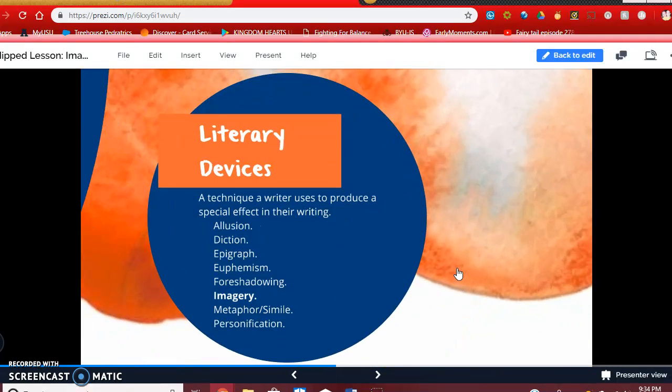Another way to use imagery is through literary devices. These are techniques writers can use to produce special effects in the writing. These are all things that you learned in your last English class, but we will go over them if you have any questions. So: allusion, diction, epigraph, euphemism, foreshadowing. Imagery is also a literary device, but any of these literary devices can be used in imagery. If there are any of these that you don't understand or don't recognize, please write them down and then we can talk about them in class. That way it'll all be clear and we'll be able to learn and use imagery a little bit more.